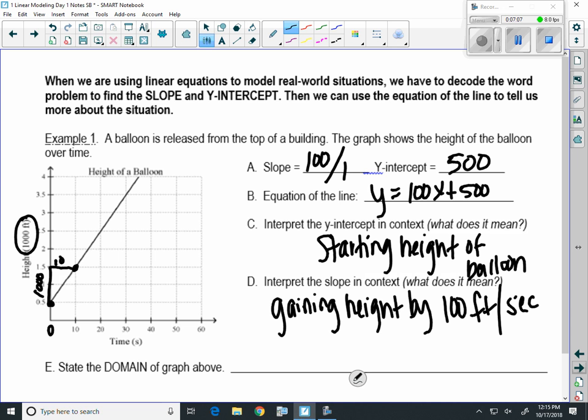Okay, now let me ask you a question. Could technically the balloon keep going on forever? Like keep getting higher? Yes. So we're going to put an arrow at the end of our line.